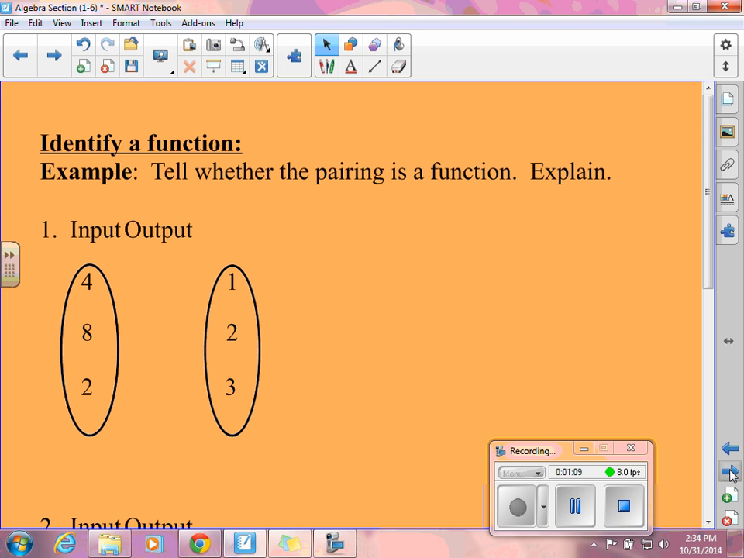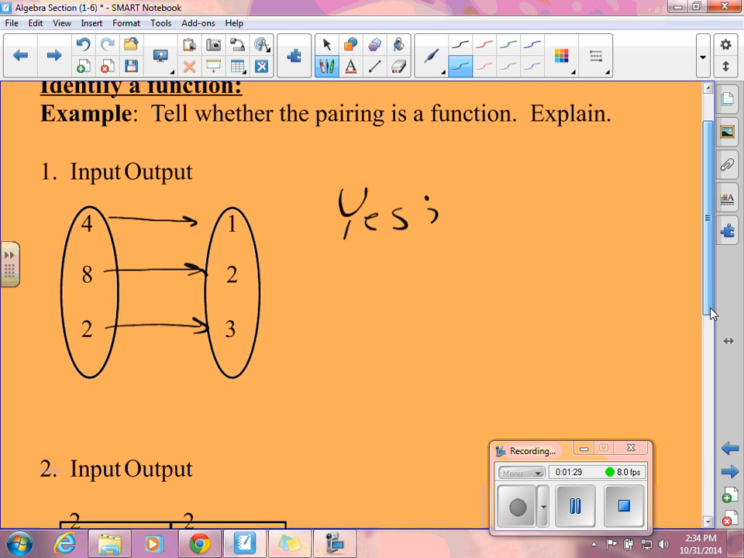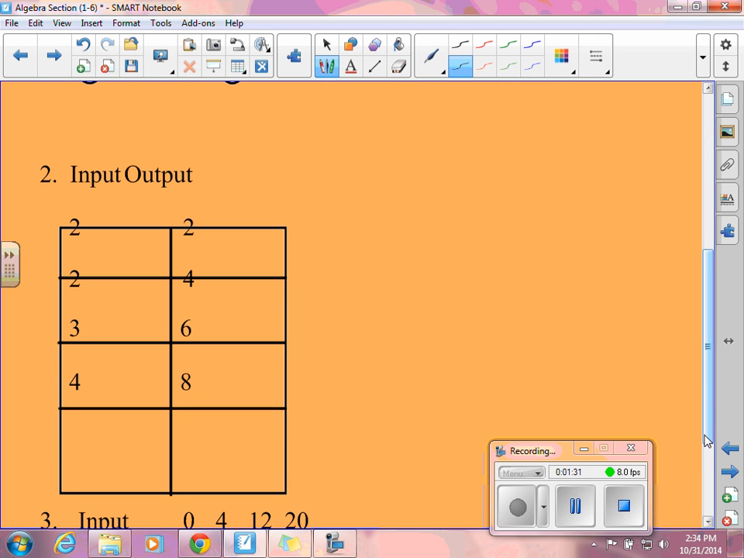The next problem that we're going to do is we're going to tell whether the pairing is a function. Now I'm going to ask you to go ahead and put in these arrows. They weren't in there. But I'm going to tell you right now that this relationship is a function. And you can go, well, Mrs. Medvick, why is that? I'll tell you that in just a few minutes. Let's go to the second one. This second one, this is not a function.